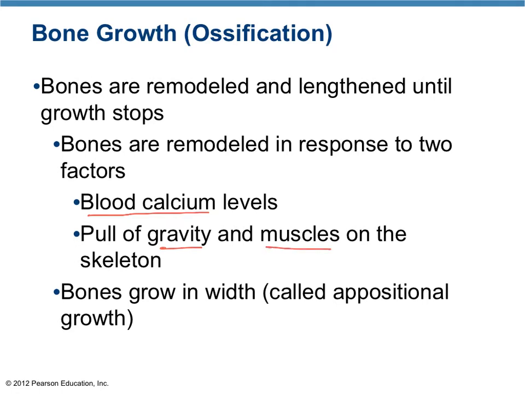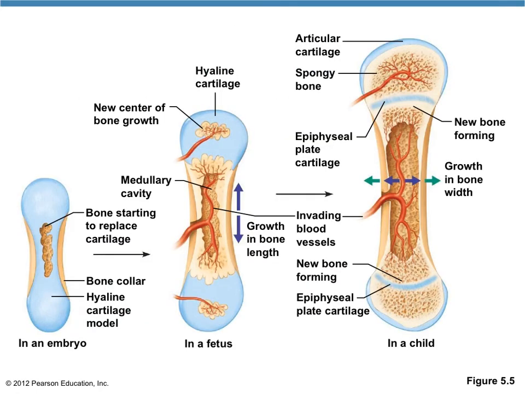So if, for example, you were a tennis player and you had an x-ray done of your racket arm and your non-dominant arm, they probably look a little bit different because of the effect of the muscles from your racket arm on the bones in your arm. When bones grow wider, that's called appositional growth. Next, we'll cover briefly how bones grow from being cartilage to being bony.